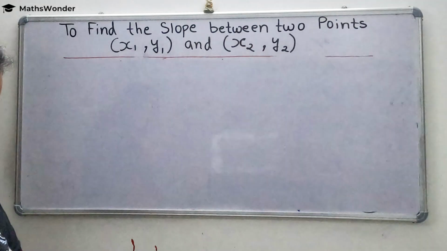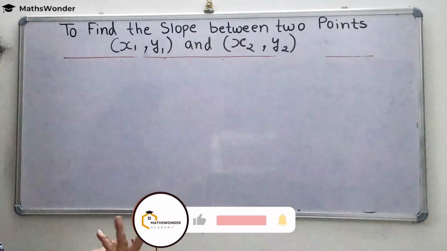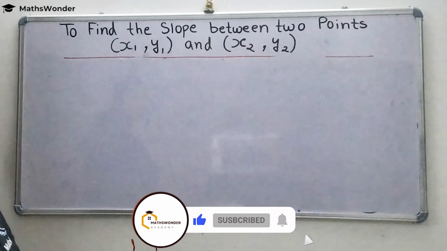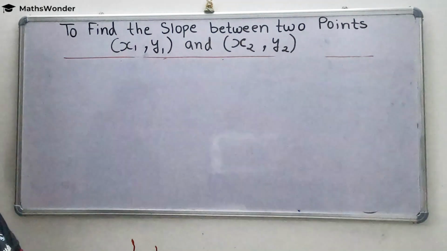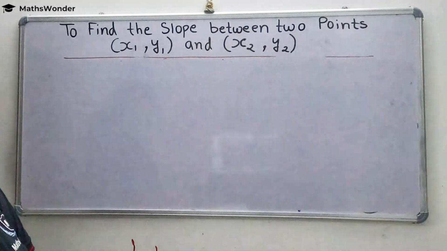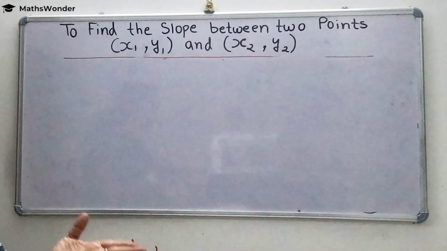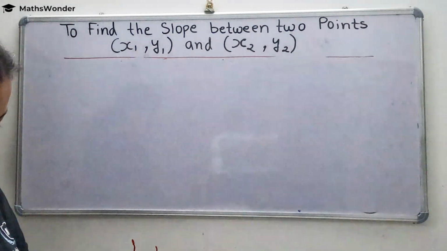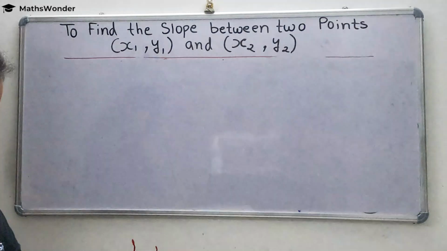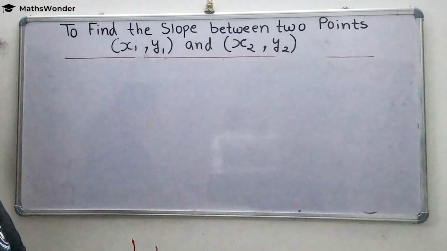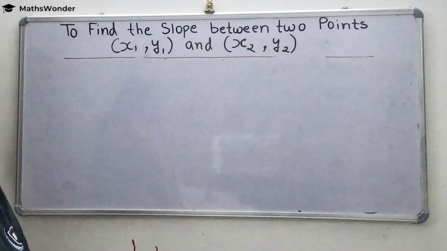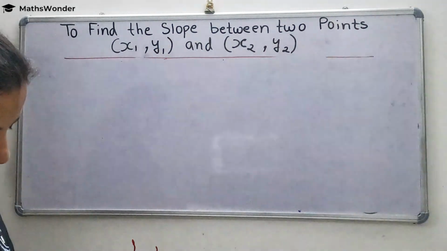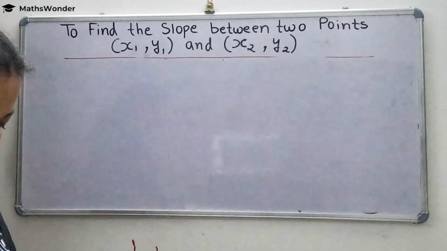Now the slope formula is, as you know, y2 minus y1, the difference between the y coordinates of the 2 points, over x2 minus x1, the difference between the x coordinates of the 2 points. So basically the slope is the change in y over the change in x, right? And for some lines you will get the answer as undefined. So that's it. The slope is like this only.